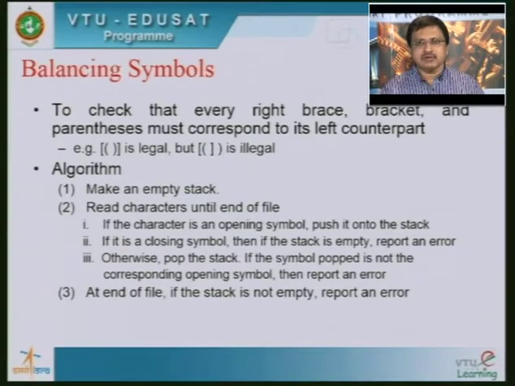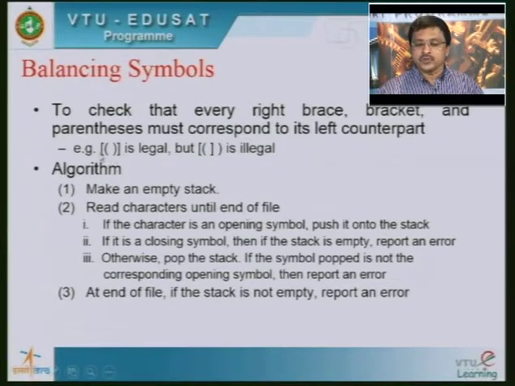We will quickly see some of the applications of stacks. To check that every right brace or bracket has a corresponding left one, and every left parenthesis has a corresponding right parenthesis. For example, this is legal, a match is there between these two parentheses, there is a match between these two parentheses, this is legal, whereas this is illegal.